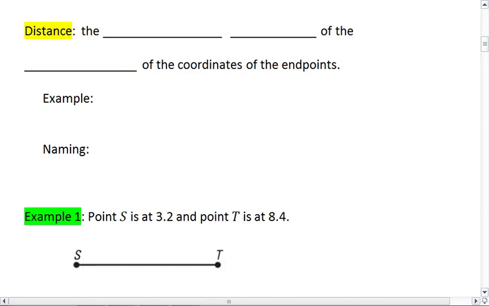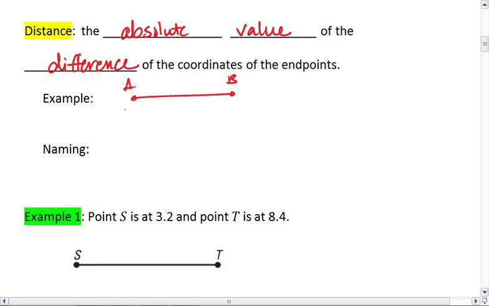Distance. Distance is the absolute value of the difference of the coordinates of the endpoints of a segment. So for example, if again I have A and B, and we'll say this is at 10 and 15, then the distance is going to be 15 minus 10, which is 5 units.